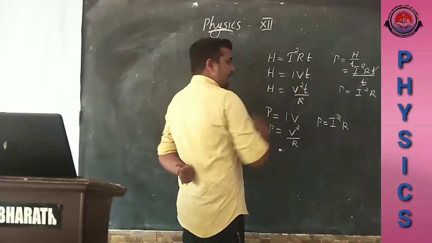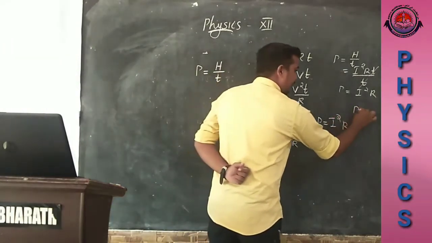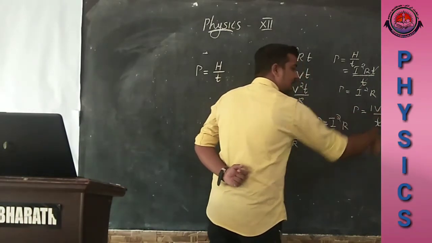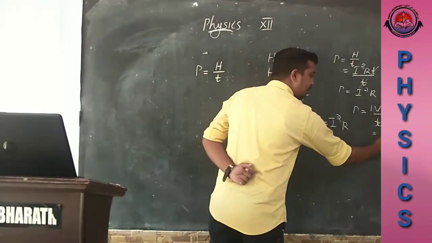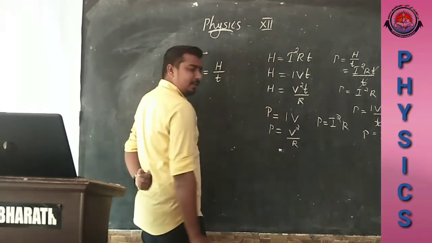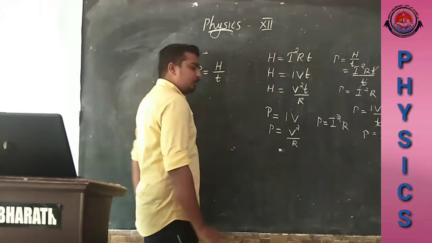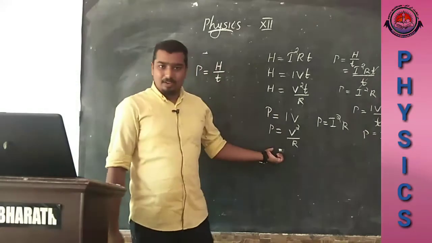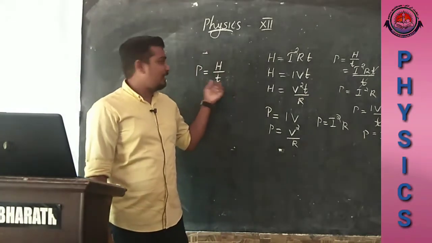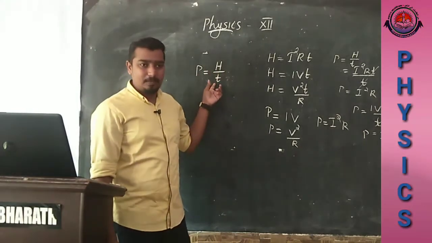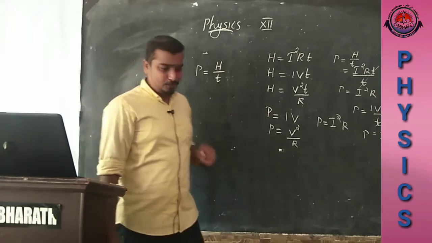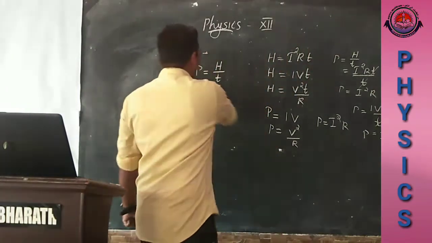Next, H is equal to IVT, so P equal to IVT by T. Here T is cancelled, and we get P equal to IV. Similarly, P equal to V square by R we get. That is the relation between the power and the heat energy, that is P equal to H by T. Clear? Okay. Next we are going to discuss our problems.